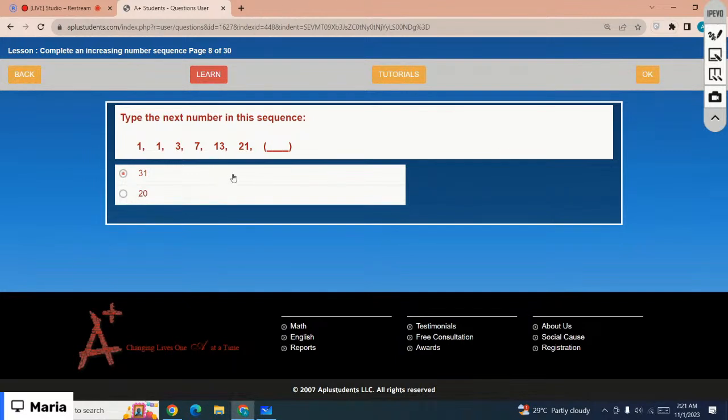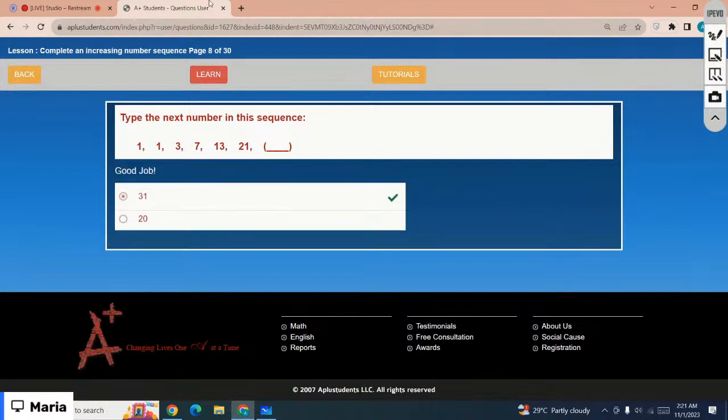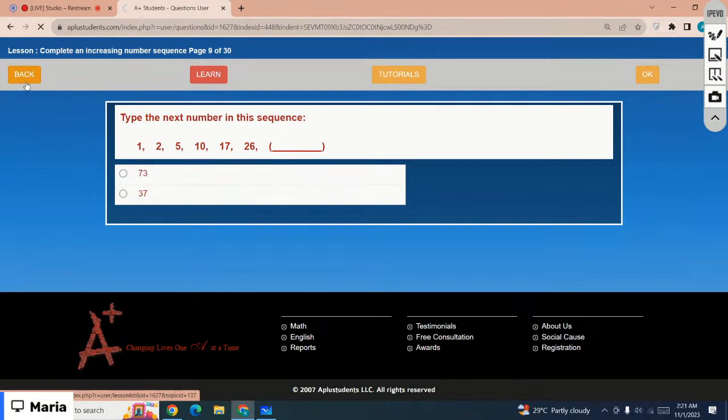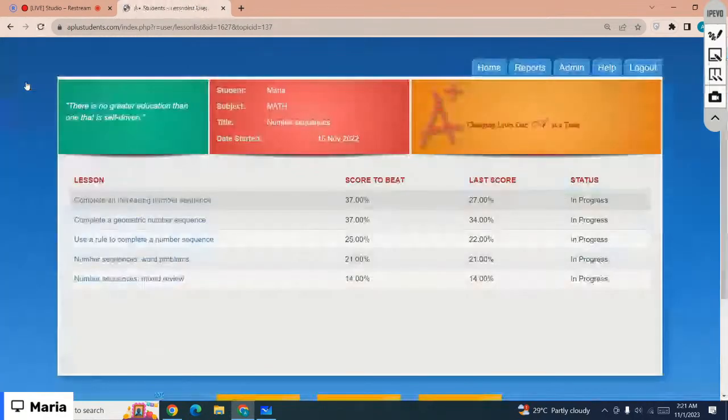Okay, you can complete the lesson by yourself later today. Let me just move on to next lesson. The next one in the lesson is complete a geometric number sequence.